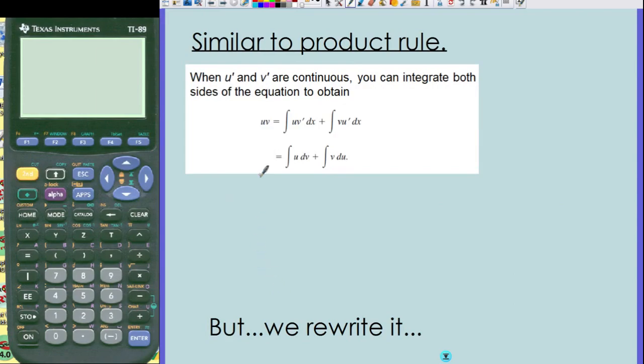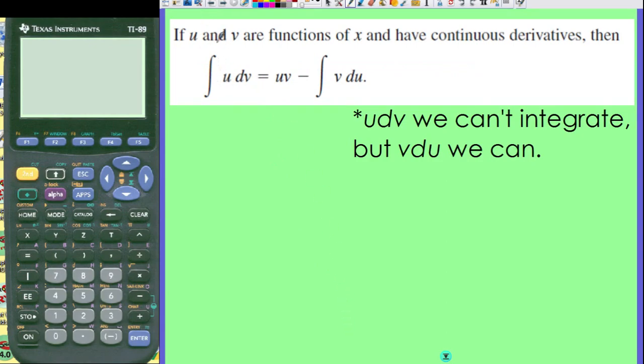It's similar to the product rule. Don't write this down, but if you have u times v, and these are two functions whose derivatives are both continuous, you sort of break it up. It looks like the product rule, but we actually rewrite this. So here's the formula you can write down. If u and v are functions of x, then the integral of u dv equals u times v minus the integral of v du.